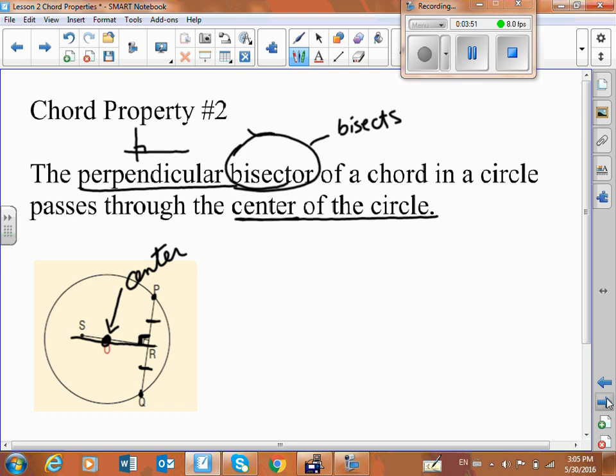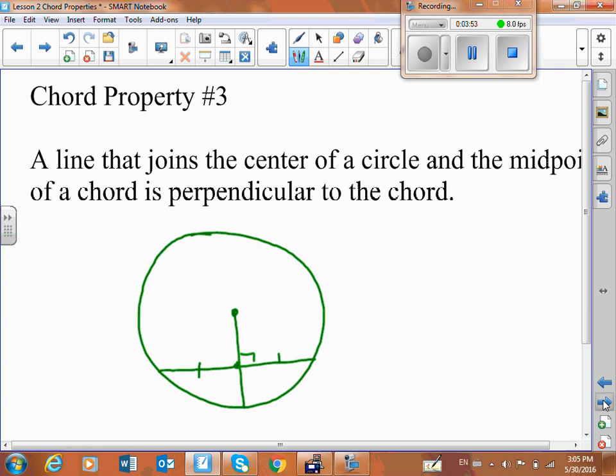So here's the 3rd version. You might have to draw in this green circle. I'm not sure if you actually have a circle. If you do, then you can just add to it. A line that joins the center of a circle and the midpoint of a chord is perpendicular to the chord.